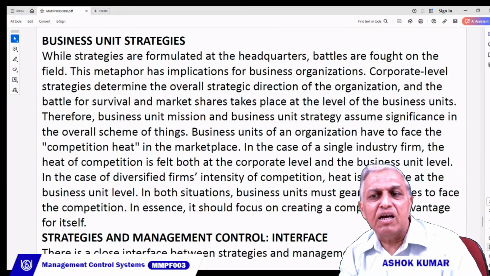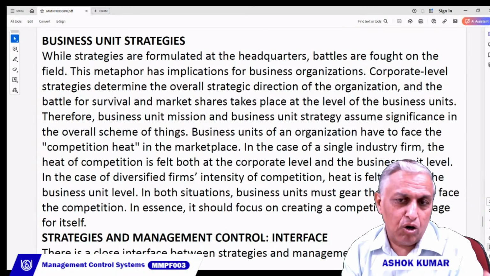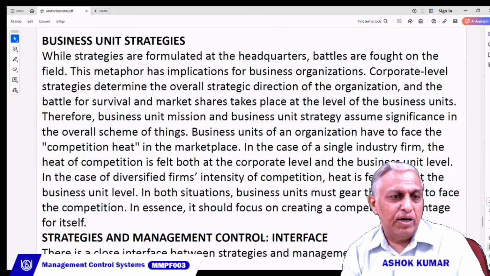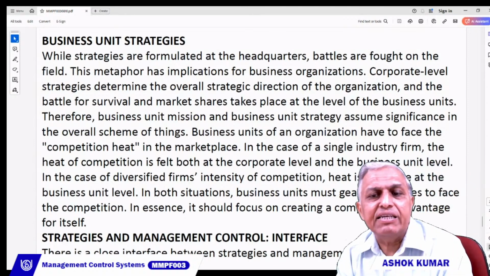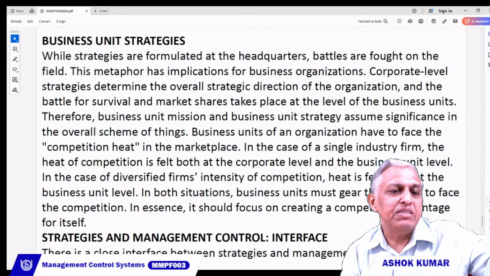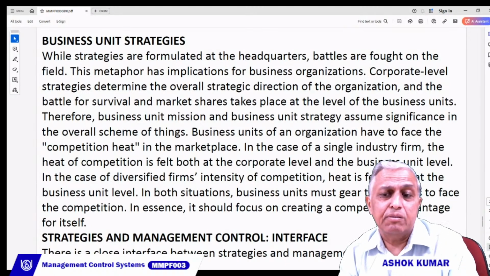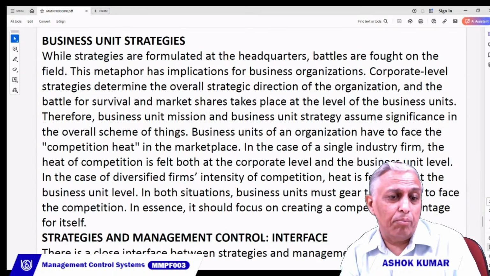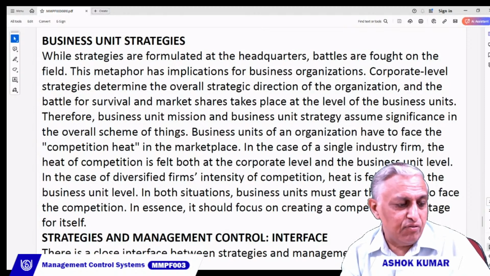In the case of a single industry firm, the heat of competition is felt by both the corporate level and the business unit level. But if it is a diversified firm, the intensity of the competition heat is felt more at the business unit level, less at corporate. But in both situations, business units must gear themselves to face the competition. In essence, it should focus on creating a competitive advantage for itself.